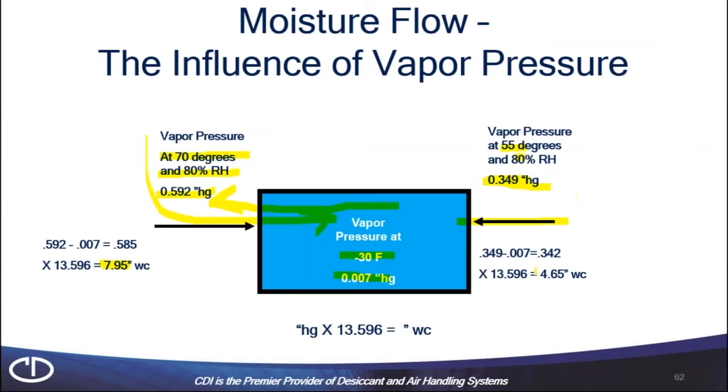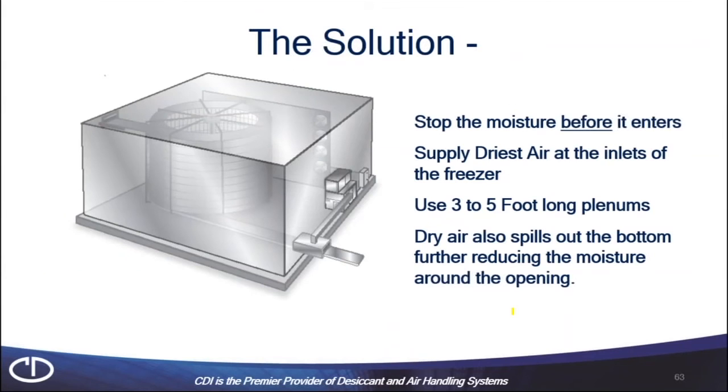What is our solution? Again, just like the cold storage loading dock, we want to stop that moisture. Stop the moisture before it enters. Don't let it get in there. We want to supply the driest air possible at the inlet of the freezer, not in the freezer. We don't want to create more sublimation. We don't want to dry out the product. They froze that product. The moisture is in the product. They want to keep it there. All right, so we don't want to put that air in the freezer. We want it to catch the moisture before it gets to the freezer.